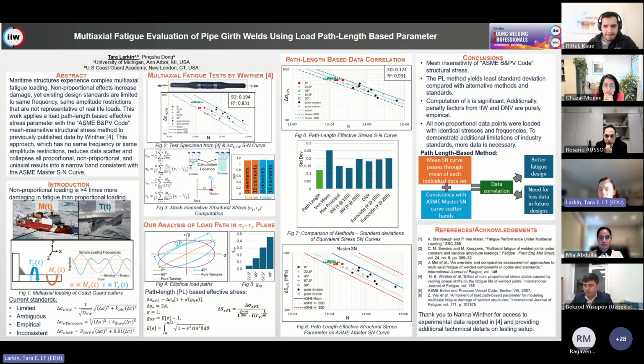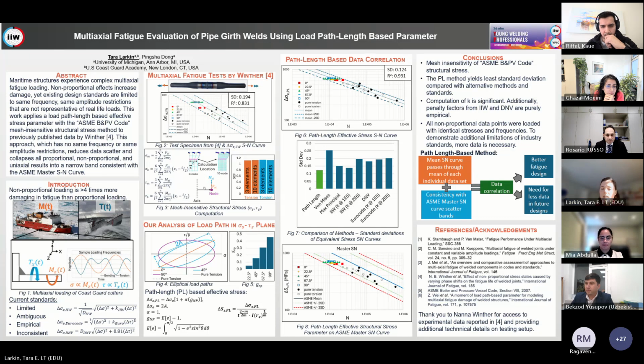So to point that out on the IIW curve, that's in figure 2, on the top left, note particularly the locations of the pure tension and pure torsion. Those are the black filled in and empty circle data points, and the proportional data set in red in relation to the mean dotted curve. In the path length based SN curve to the right, everything is collapsed, so the mean dotted curve again passes through each individual mean. Additionally, the analyzed data is consistent with the ASME master SN curve scatter bands that's shown in figure 8.